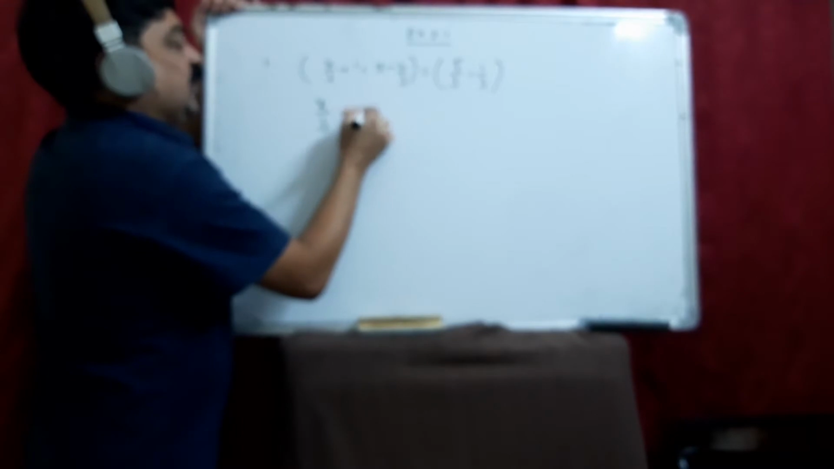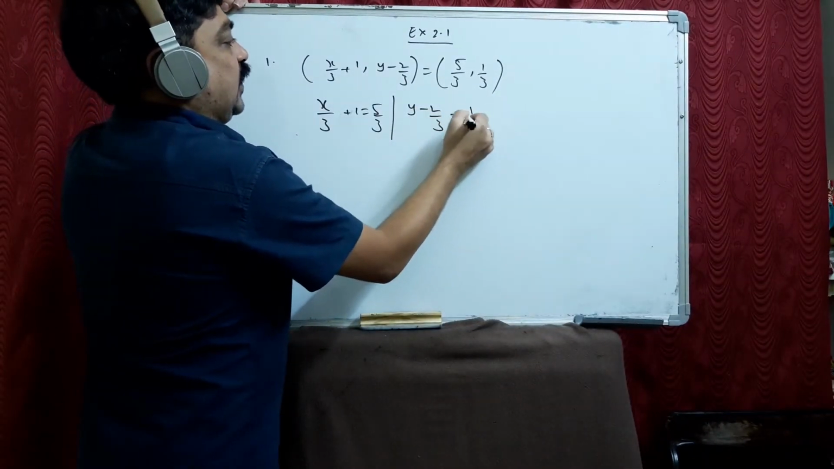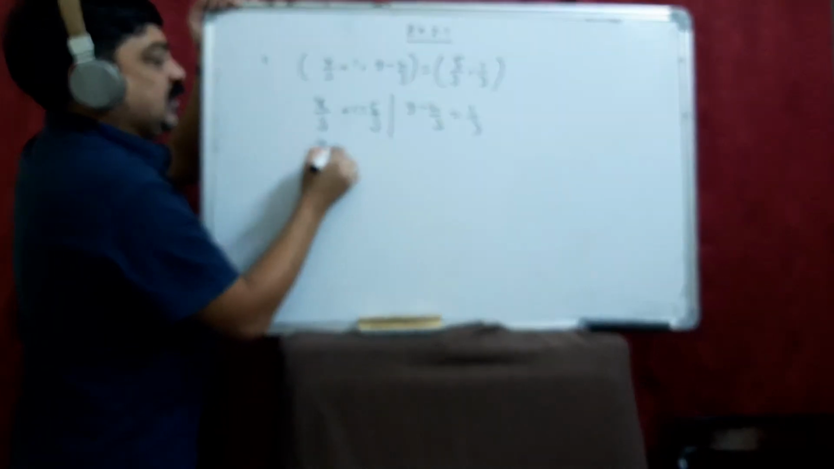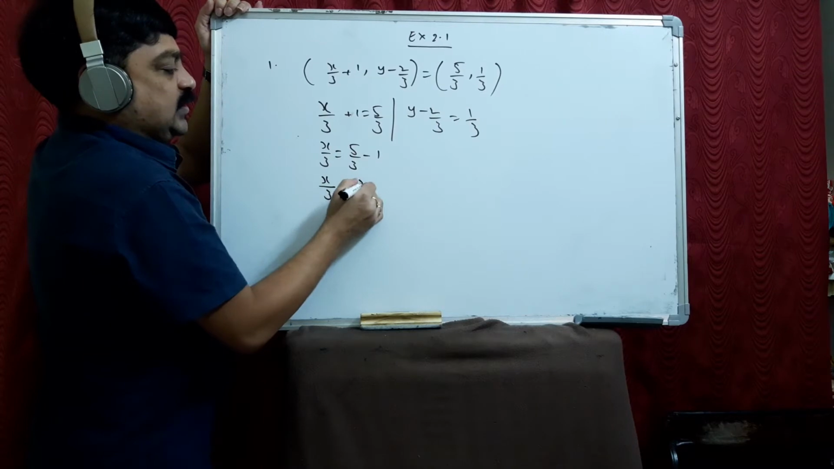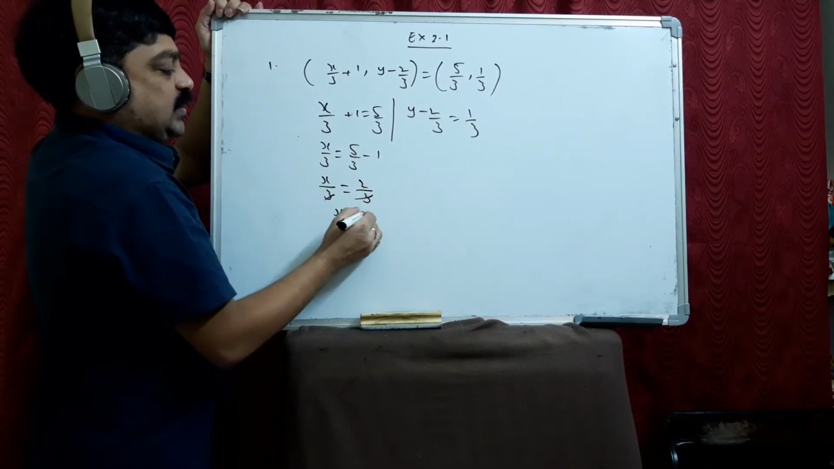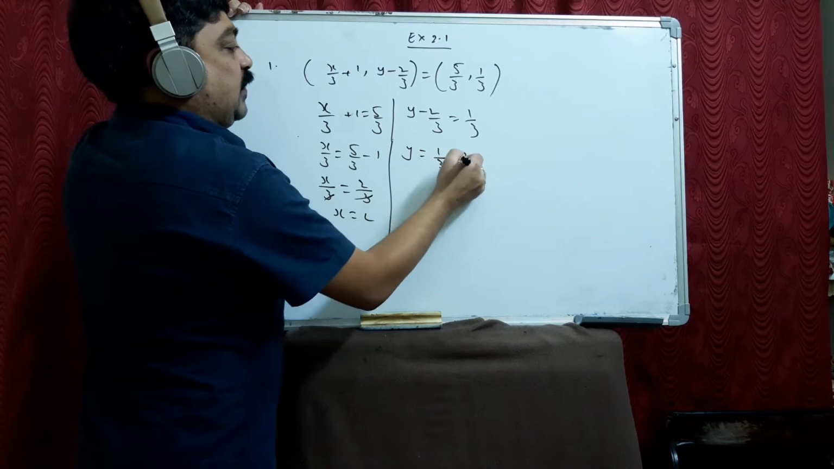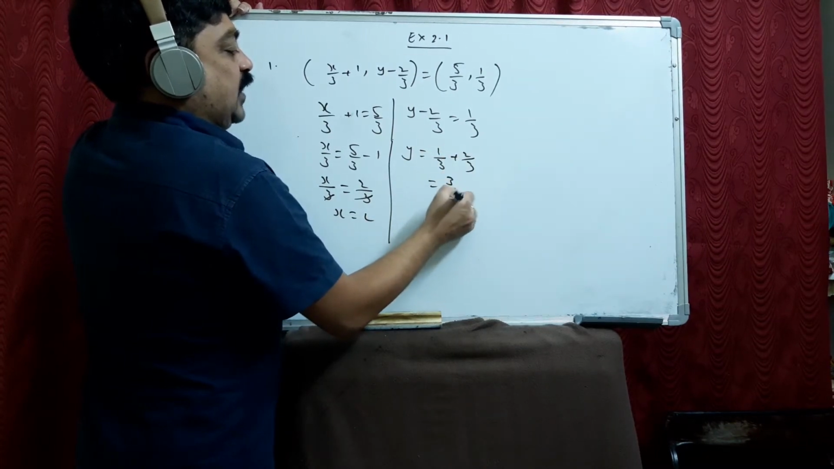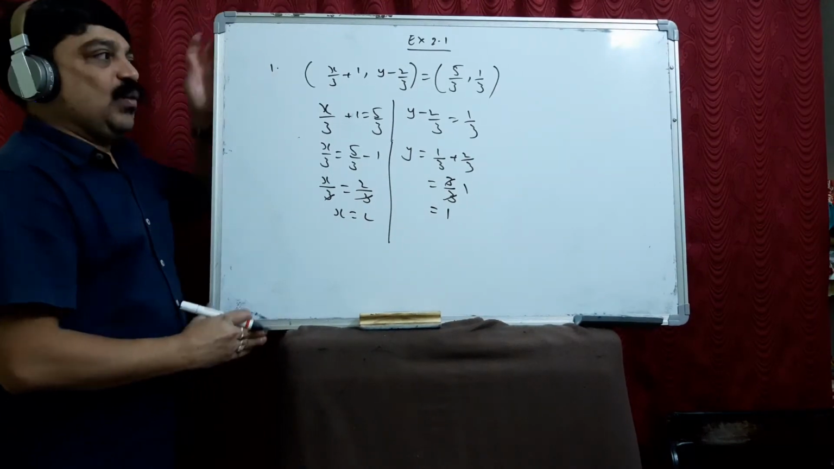So the abscissa should be equated: x by 3 plus 1 is equal to 5 by 3, and the ordinate should be equated. So it becomes x by 3 is equal to 5 by 3 minus 1. x by 3 is 2 by 3. Therefore x is equal to 2. In the same way, y is equal to 1 by 3 plus 2 by 3. It becomes 3 by 3, that is equal to 1. So x value is 2, y is 1. Okay.